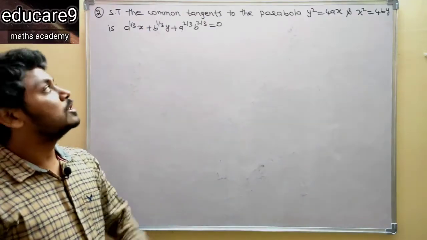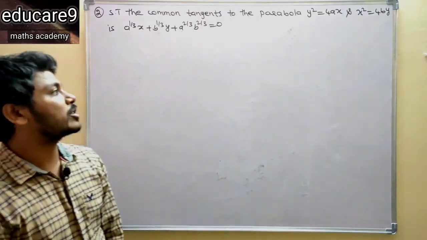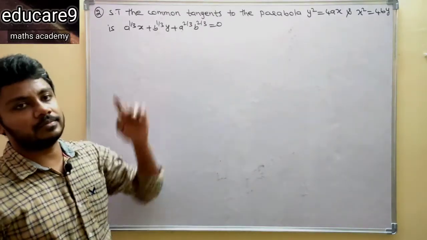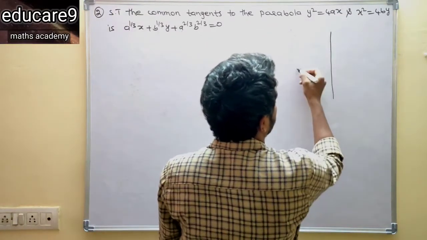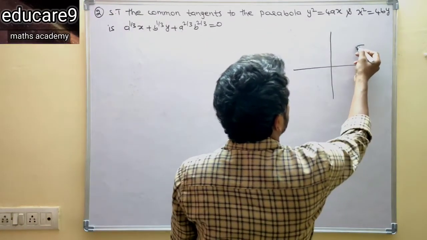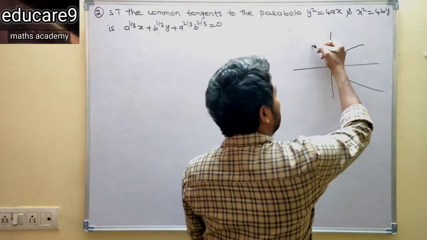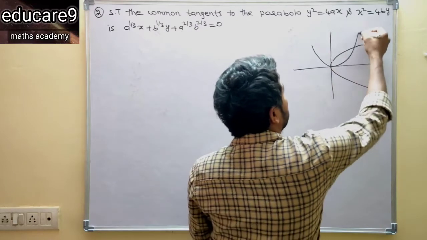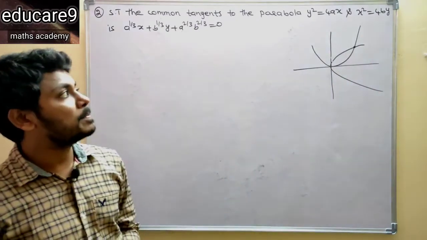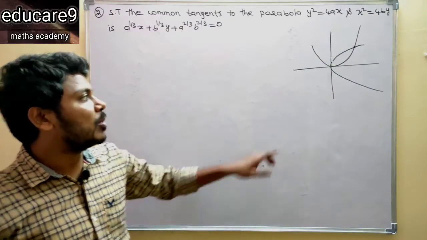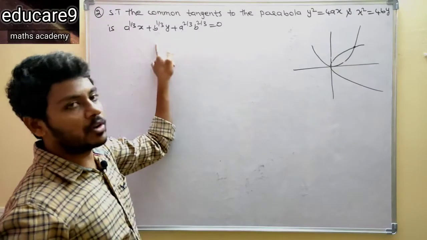See the next one. Show that the common tangent to the parabola y square equal to 4ax and x square equal to 4by is this one. See here, this is the coordinate axis. So this is y square equal to 4ax and this is x square equal to 4by. And the common tangent of both the curves is this one.